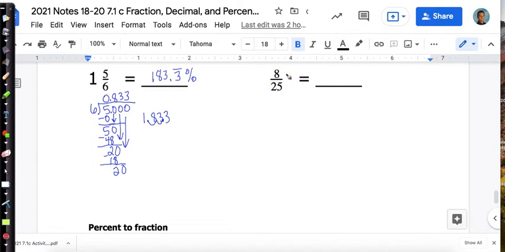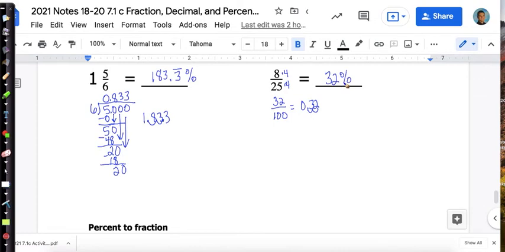Okay, 8/25. Now I notice I could do top dog inside, bottom dog outside, but I notice it's a friendly fraction. And I know 25 can be changed into hundredths by multiplying top and bottom by 4. So I'm going to get 32 hundredths. And I know that 32 hundredths is 0.32. And I can change that to a percent, which is 32%.